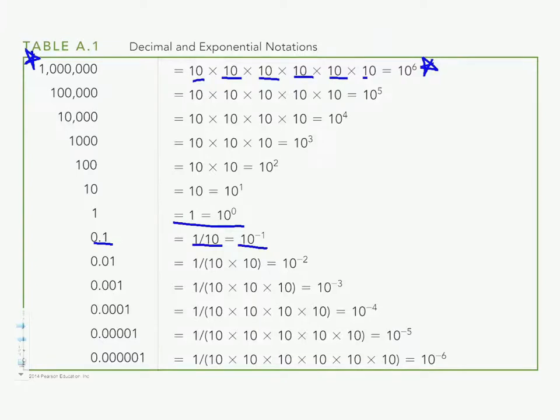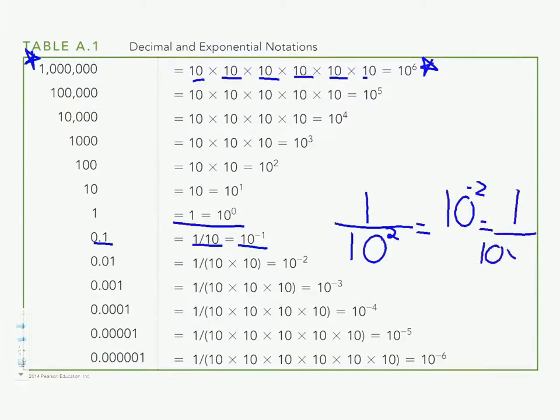Whereas 10 to the minus 2 is 1 over 10 to the 2nd, which is the same thing as saying 1 over 10 times 10, because 10 to the second is 10 times 10. So 10 to the negative 2 power is the same thing as saying 1 divided by 10 to the second, which is 1 over 10 times 10.